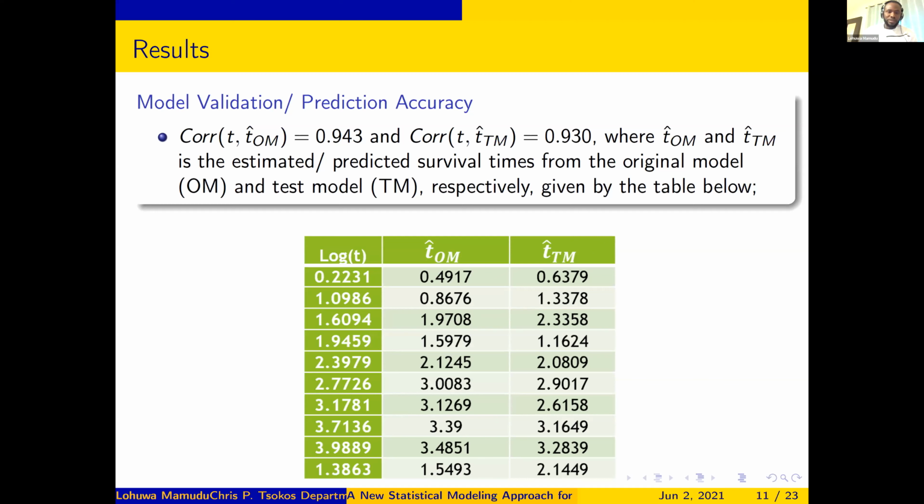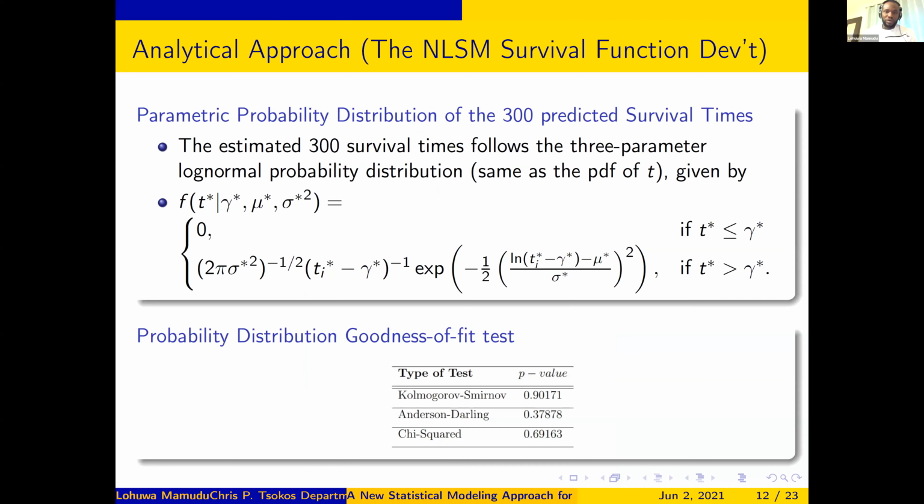So now, having justified the accuracy of prediction of the model, we move on to performing some parametric analysis on the predicted survival time. This is to enable us to develop a survival function which will mimic the survival function of the Cox proportional hazard model. By performing the parametric probability distribution on the 300 predicted survival times, we find these survival times to follow the 3-parameter log normal probability distribution, and its PDF is given as stated over here.